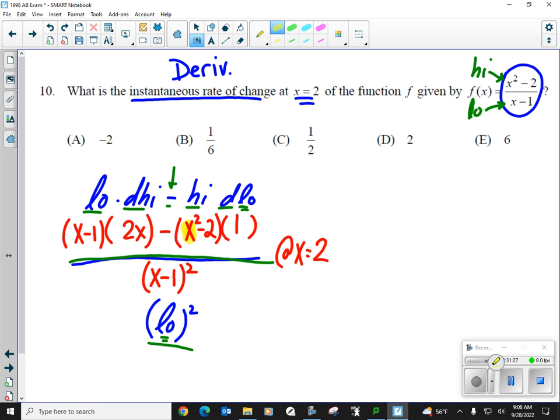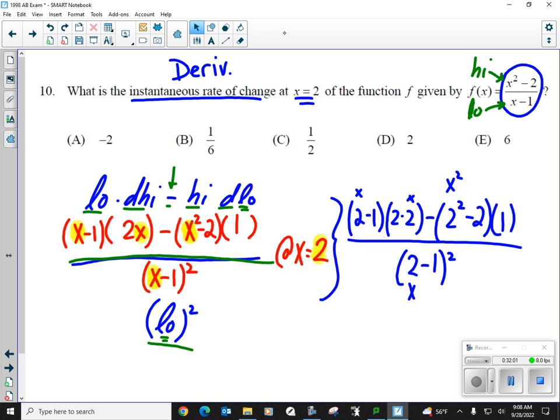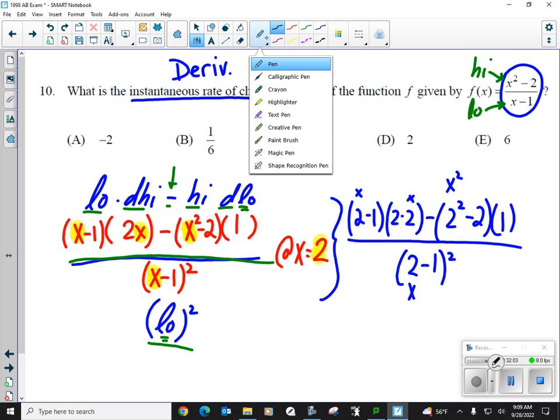It is so much easier to make a mistake when you're simplifying. Okay, I'm going to throw a 2 in for every x. You ready? 2 minus 1, because this was one of my x's, times 2 times 2, because this was an x, minus 2 squared, because this was x squared, minus 2, times 1, this was a constant, all over 2, because it was an x, minus 1 squared. All right, well, let's just do the math. All we did is plug in our 2 for our x's.